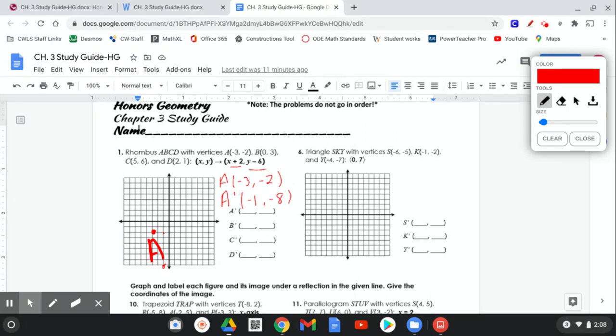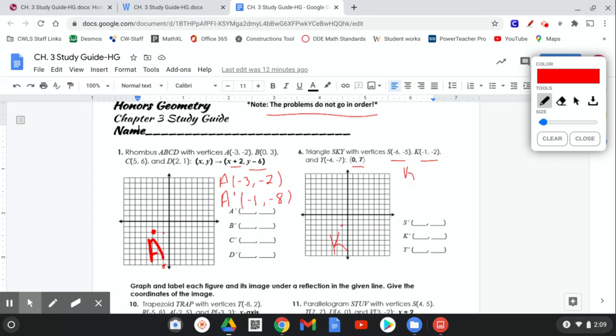Over here for the second one, and guys, the problems don't go in order. They're just randomly picked, okay? So let's say we have K at -1, -2. Over here, that's where K is at. This one, we are going 0 in the x direction, so we're not shifting, we're just shifting up 7. So we're going to go up 1, 2, 3, 4, 5, 6, 7.